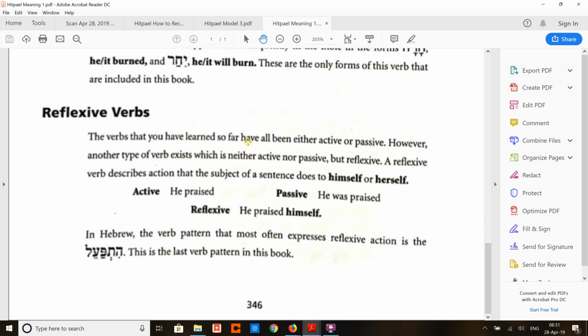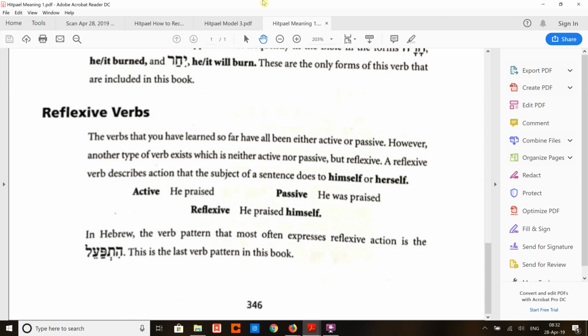A reflexive verb describes action that the subject does to himself or herself. I wash myself. I hit myself. Just think of the different things. Here they have a good example: he praised himself. So different things where the subject is also the object. That's another way of putting it, or maybe where the subject acts upon him or herself or itself. In Hebrew, the verb pattern that most often expresses reflexivity is the hitpael. And this is the last verb that is covered in the book.